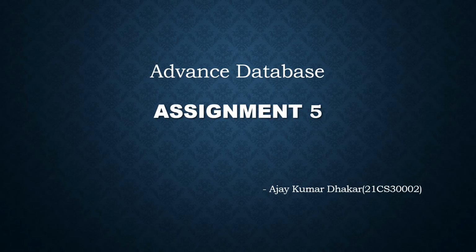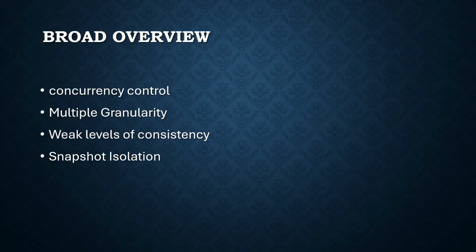So this is my slideshow presentation for assignment number 5 of the course Advanced Database Systems. So let's look into the slides. In these slides I am broadly going to talk about four topics. One is concurrency control, and the others are multiple granularity, weak levels of consistency and snapshot isolation.